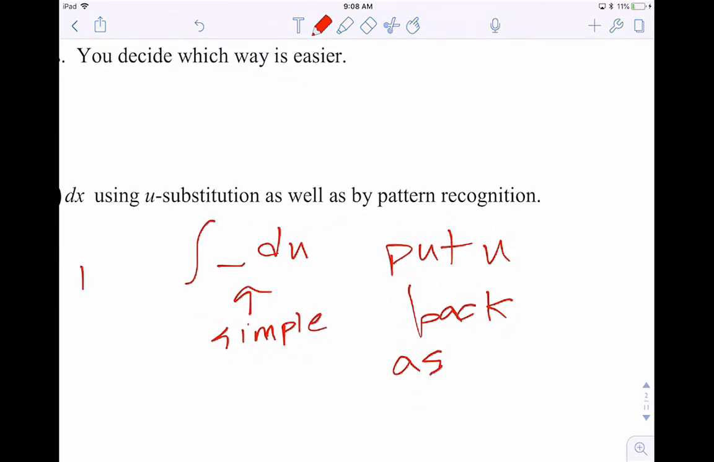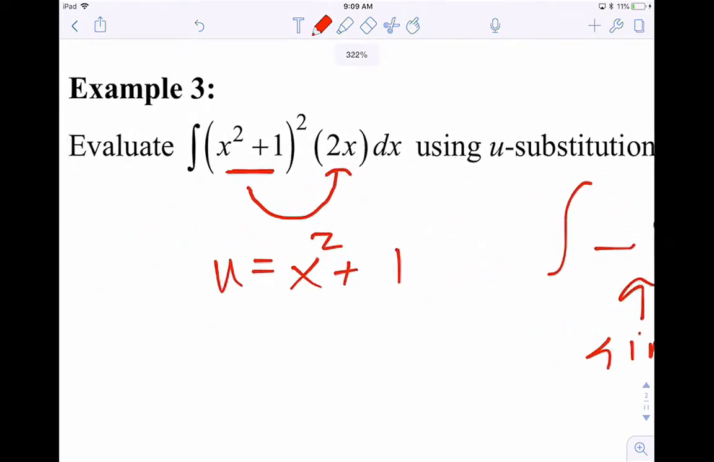Okay, so this is a temporary condition. Oops, I can't write. That's supposed to be an x squared, as x squared plus 1. That's kind of the short end of the story. Now watch as I walk through this.